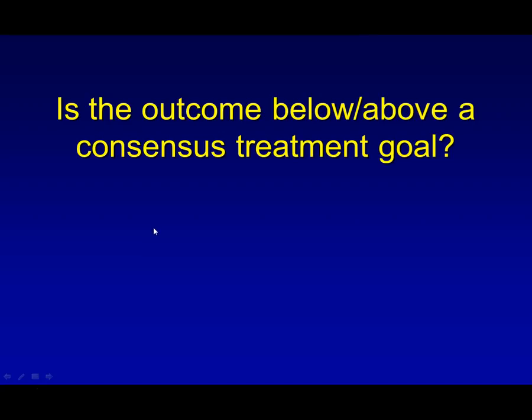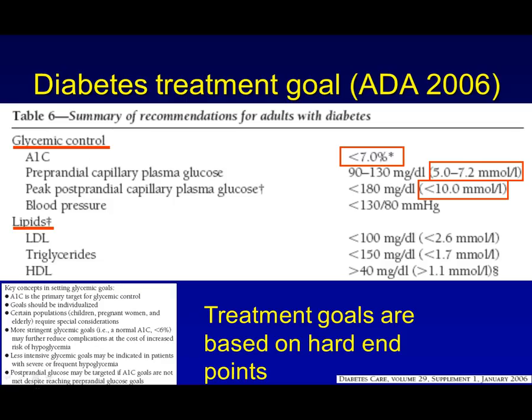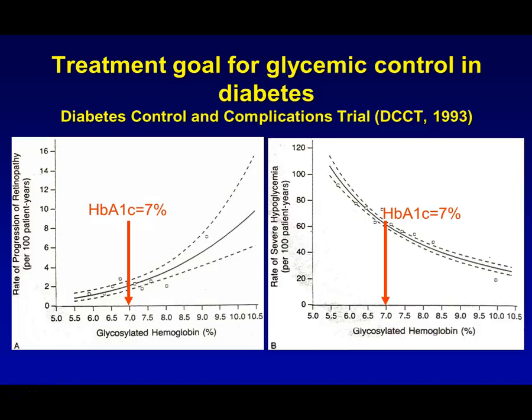The last question to answer is whether the outcome is below or above a consensus treatment goal. And for this we use glycosylated hemoglobin, which is used as a parameter in diabetes follow-up. The American Diabetes Association advises a treatment goal for glycemic control of 7%. This is based on hard endpoints, which is shown in the next slide. The treatment goal of glycemic control in diabetes is derived from the Diabetes Control and Complications trial.